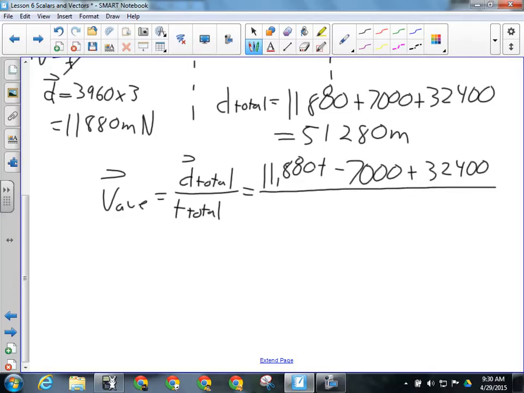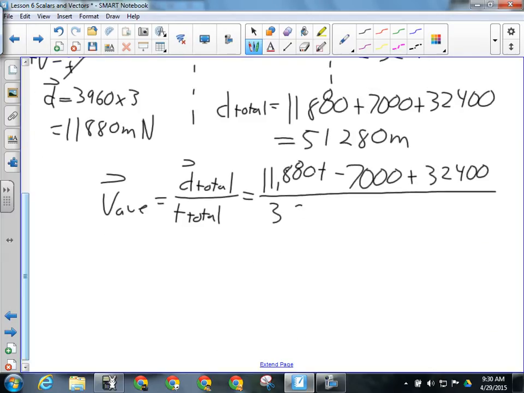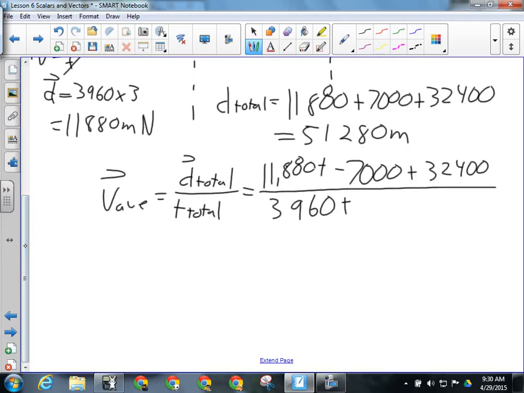need the total times, so I got to go back up and look them up. 3,960 seconds plus, we said 5,400 seconds plus 7,200 seconds. How come I didn't make this one here negative? Right, I can't. They're going backwards, but they can't go backwards in time. Okay, everyone follow me there? That's one mistake I do see. People transfer the vector from their vector quantities to time, but remember that time is always scalar. It's always going to be positive because it can't go backwards.